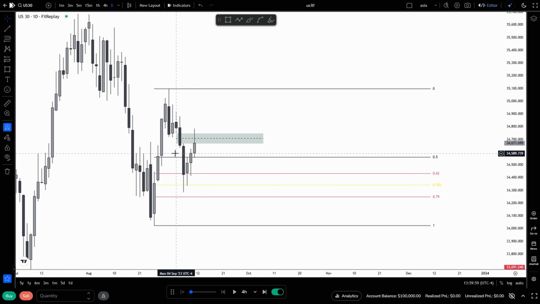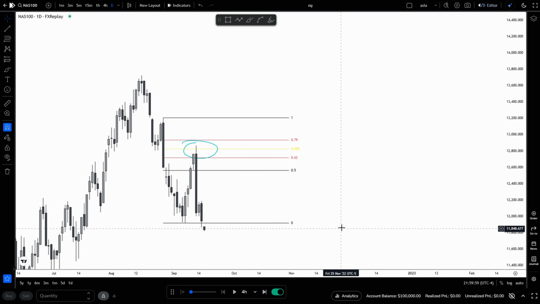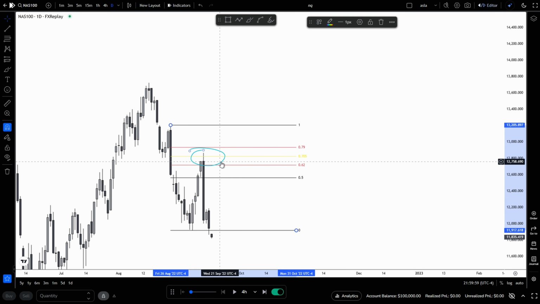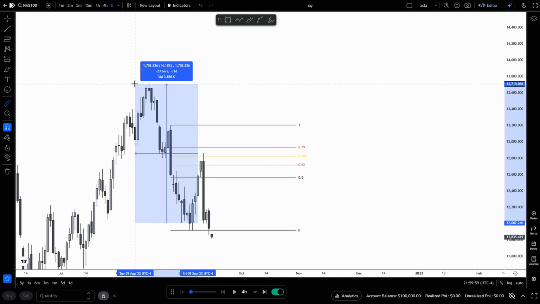The next important concept is aligning the OTE zone with other PD arrays. For example, when I draw the Fibonacci and identify my ideal short area inside the OTE, I always look to the left of the chart to see if there are any PD arrays lining up with that zone.